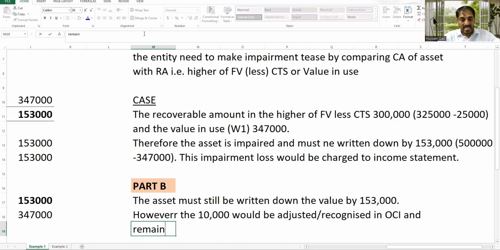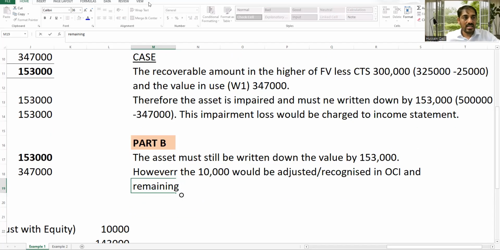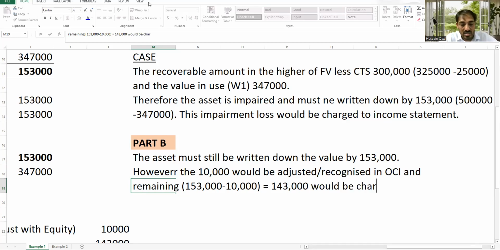and remaining, how much the remaining? That's 153,000 minus 10,000. That's equals to 143,000. You will mention would be charged to income statement.